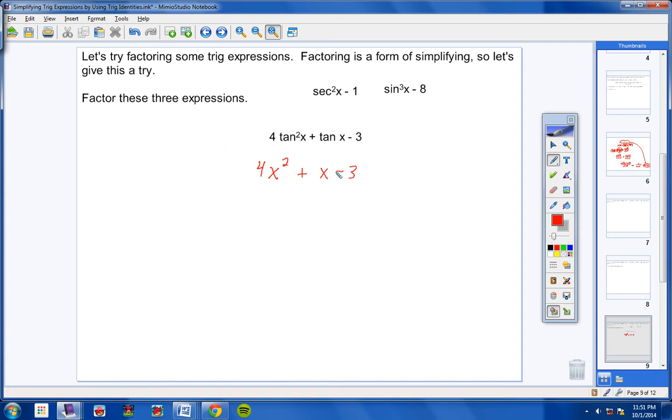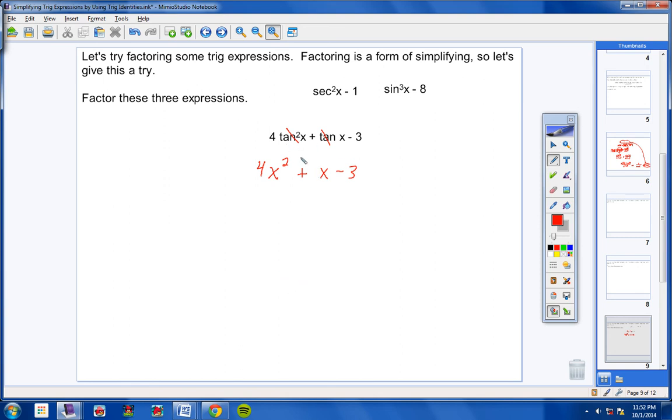Now, you can do that. That's totally fine. For 4 tangent squared x, just put 4x squared. Take the tangent out. And then for tangent x, just put x and take the tangent out. And then bring down the negative 3. Now, you can do that as long as when you're all done factoring, you put the tangent back in again.